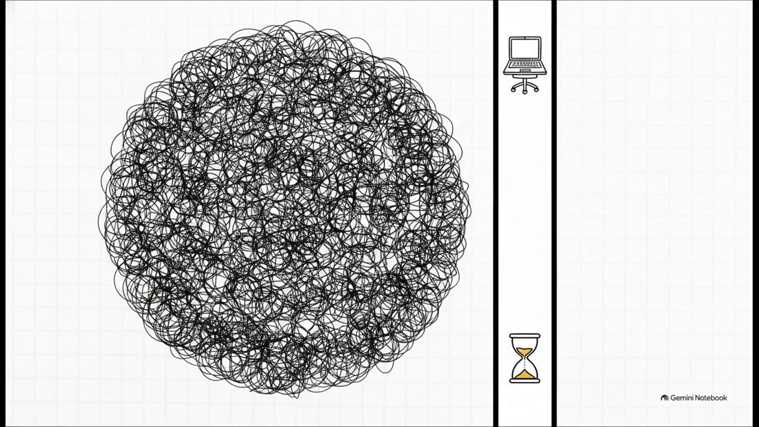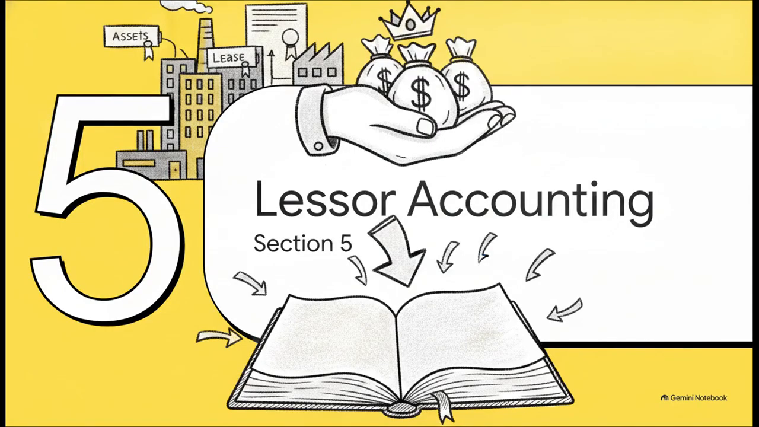By using these exemptions, you skip the asset and liability recognition entirely, and you literally just record the payments as a straight-line expense over the lease term. Super easy. Finally, let's flip the script. Section 5, the lessor accounting model.